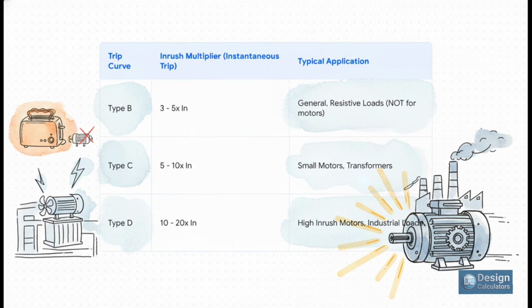You see that type B breaker? It trips at about 3 to 5 times its rating. That's fine for simple stuff like heaters, but it's a big no-no for motors. It's almost guaranteed to cause nuisance trips. That's why for motors, we're looking at type C and type D.